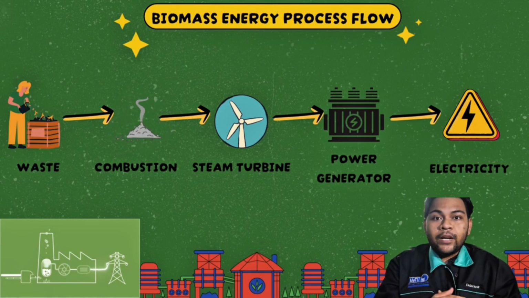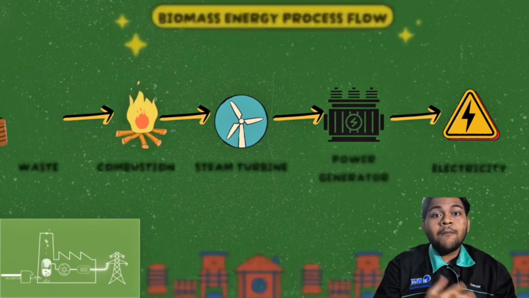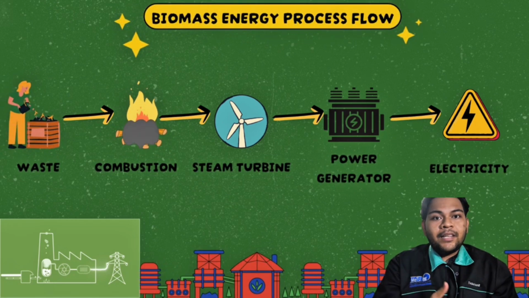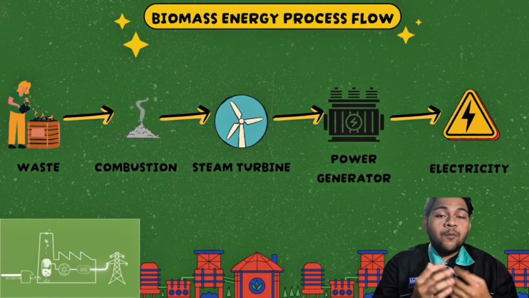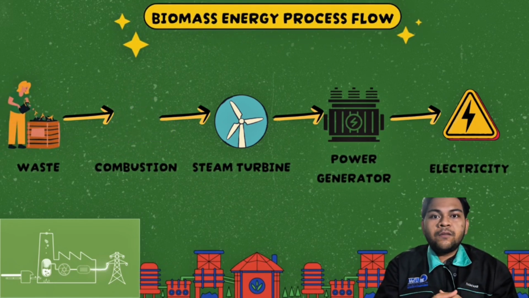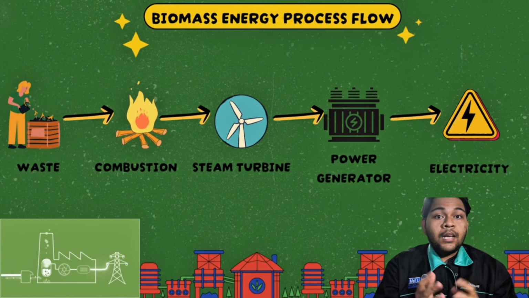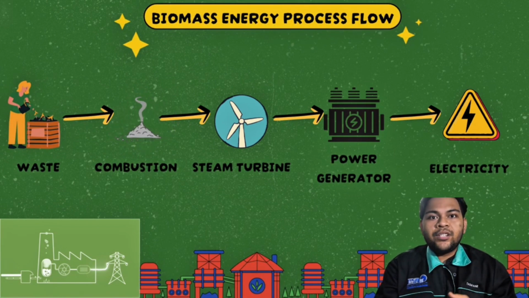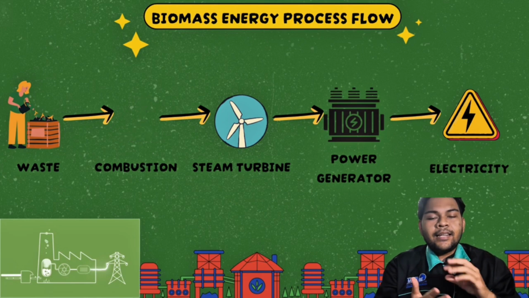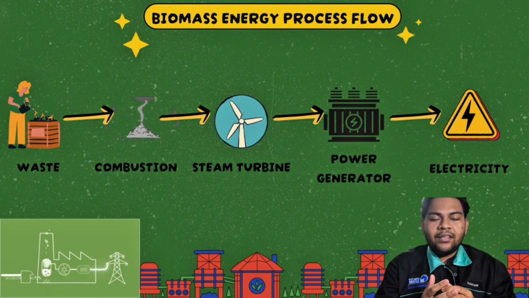Today we are taking a look at how we turn waste into valuable electricity using a biomass power plant. It begins with waste, our biomass fuel. This fuel goes through combustion, creating heat. This heat drives a steam turbine which is connected to a power generator, and finally this entire process will produce electricity for our homes.